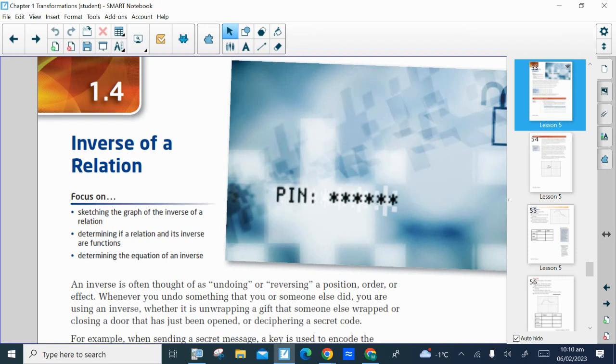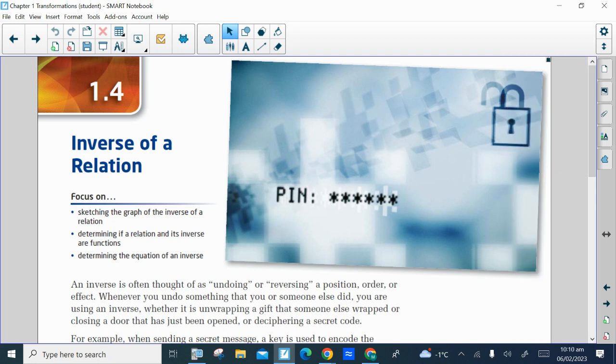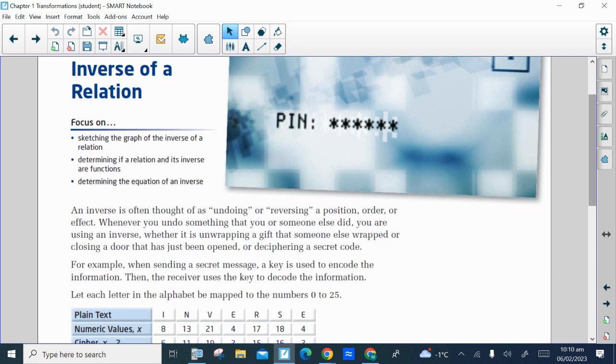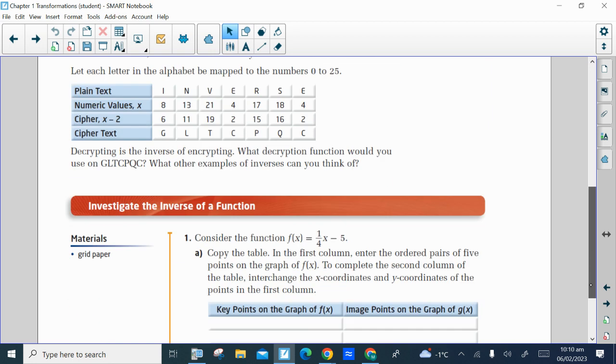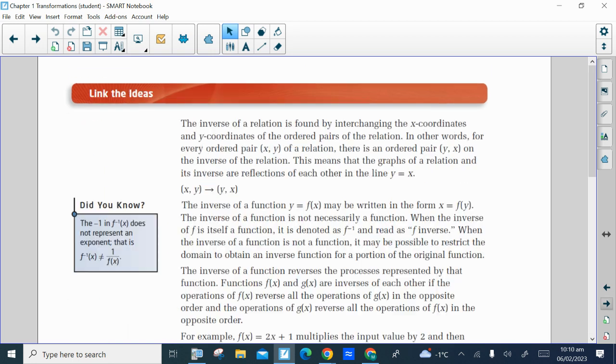So the last thing in this chapter is the inverse of a relation. You saw this in 20-1. You did some work with inverses of quadratics. So it's going to be the same principle and process. So we'll look at sketching the graph of the inverse of a relation. We'll determine if a relation and its inverse are functions, and then also determine the equation of an inverse.